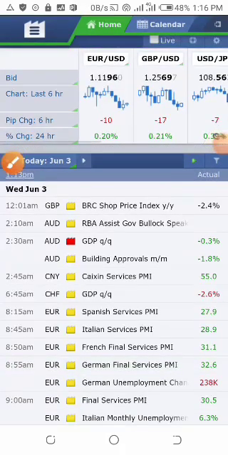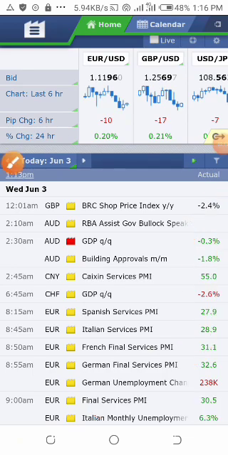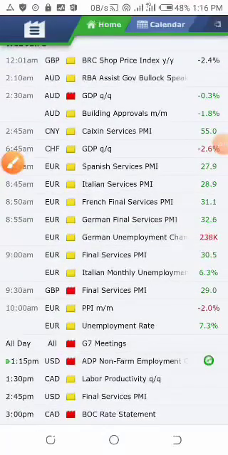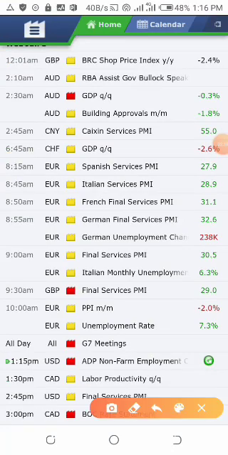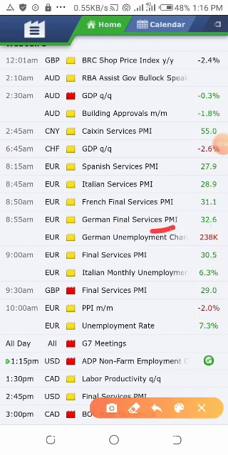At the side here are the actual figures that come out after the news has been released. This figure right here explains the figure for whatever the news is about. For example, German unemployment right here. It is telling you that the change in German unemployment is over 238,000, meaning that 238,000 people have lost their job for the month of May, because this is in June and it's giving you data on May.